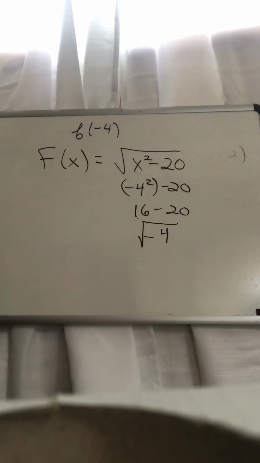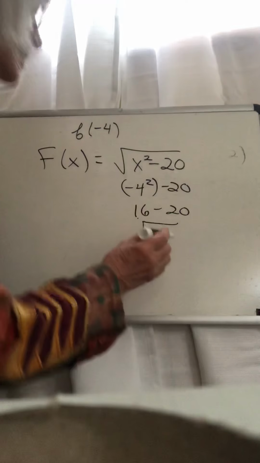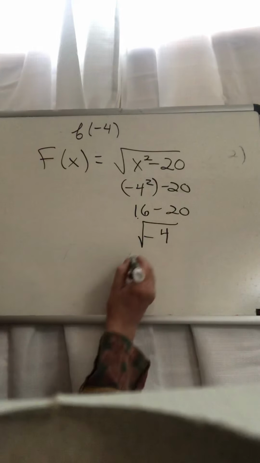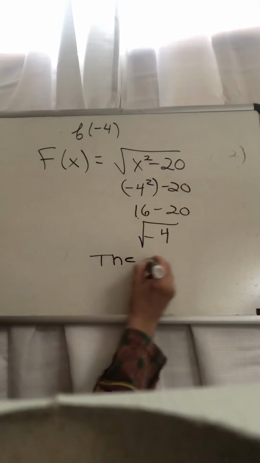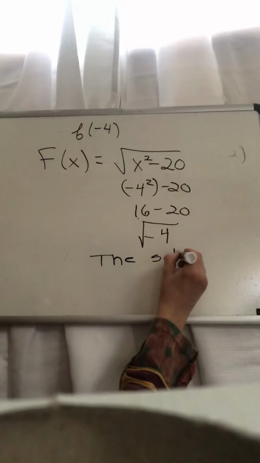The square root of a negative 4 is not a real number, and so we would just say, since this is not a real number because it's a negative 4, the solution does not exist.